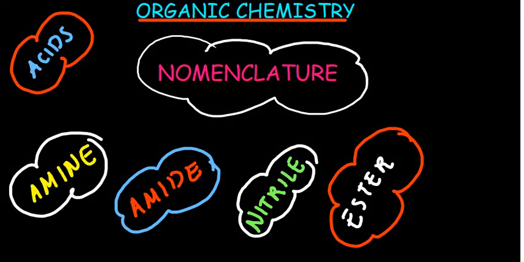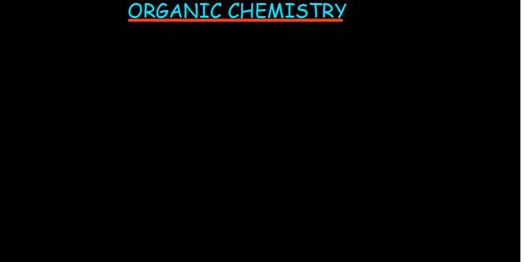We are going to go over the naming of amines, amides, nitriles, esters, and also organic acids. So we're going to start with amines. Now, an amine is more a derivative of ammonia, where we've got nitrogen, which is going to be bonded to some groups.